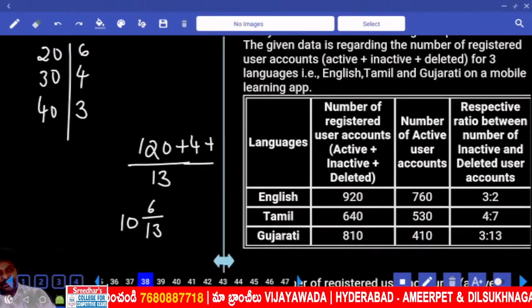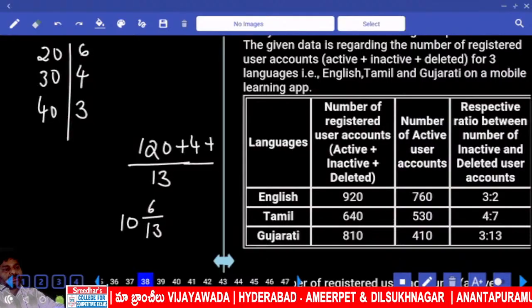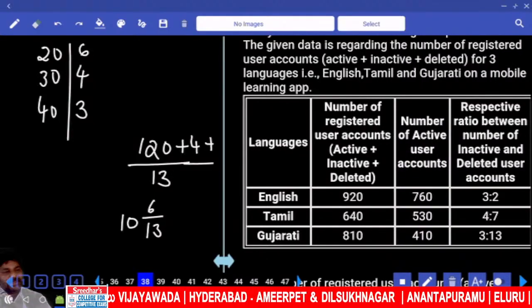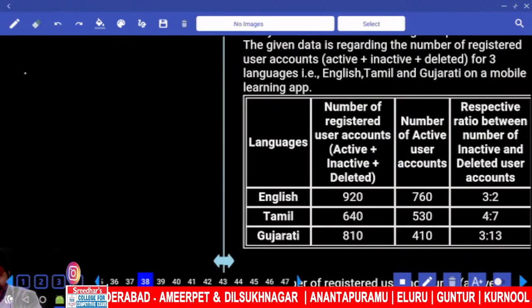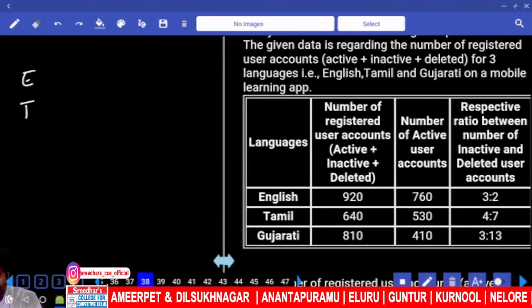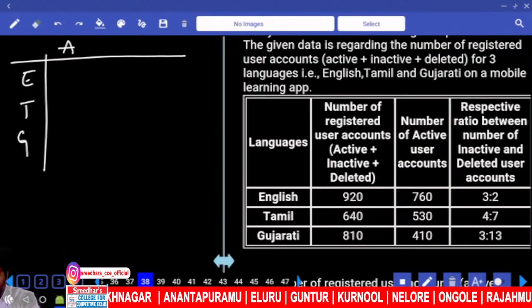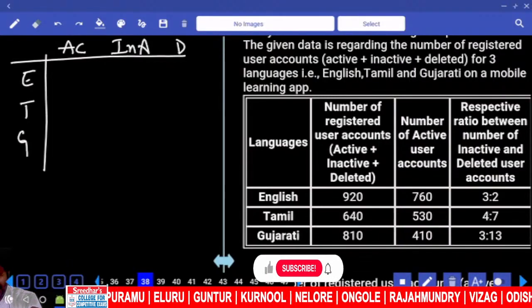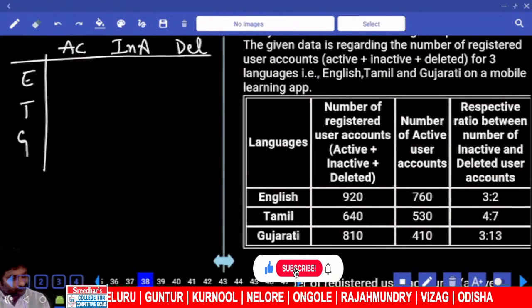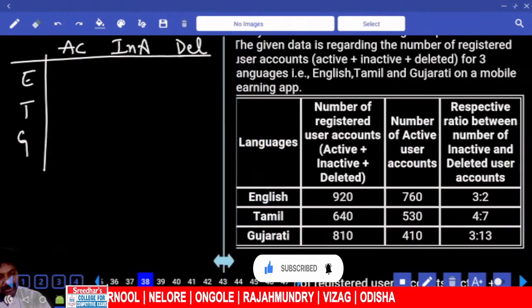The given data is regarding the number of registered user accounts, active, inactive and deleted, for 3 languages, English, Tamil and Gujarati on a mobile learning app. English, Tamil and Gujarati for active, inactive and then deleted. Number of registered users, all together we have.